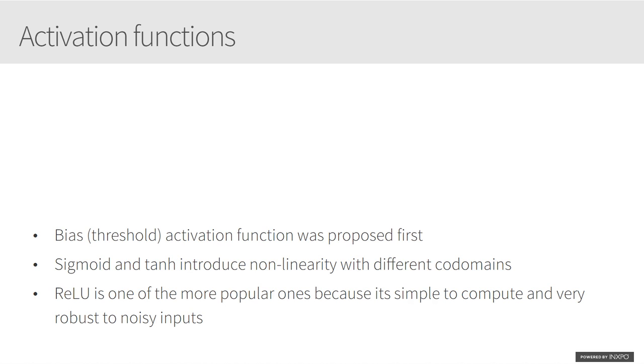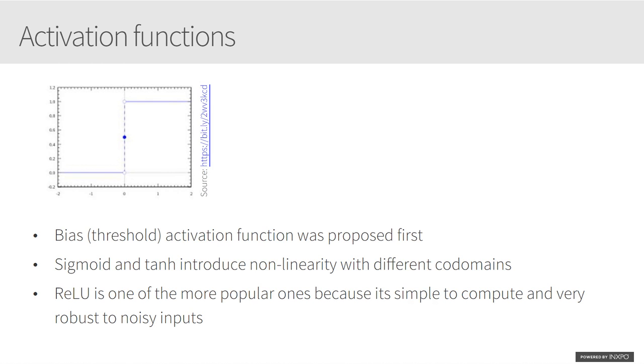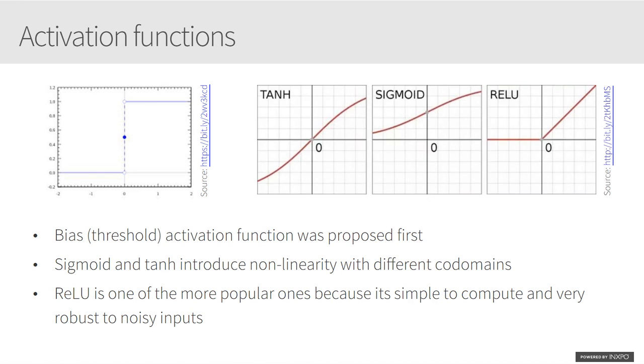Originally, that bias that I had referred to, remember the b, was first proposed as basically a step function. In essence, you are either 0 or 1, and that's all you have. That's what was first proposed. What happened is that we introduced sigmoid and tanh activation functions to introduce some non-linearity to it.